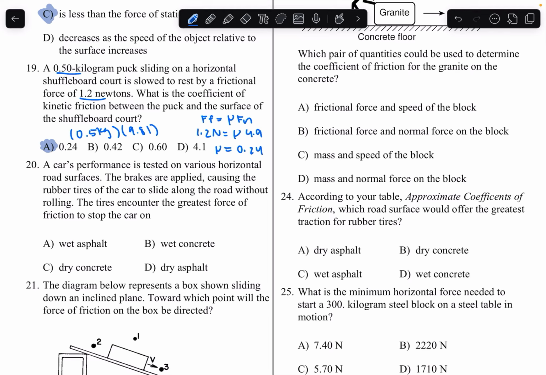20. A car's performance is tested on various horizontal road surfaces. The brakes are applied, causing the rubber tires of the car to slide along the road without rolling. The tires encountered the greatest force of friction to stop the car on C, dry concrete. So if we look at the reference table, we can find all the coefficient of friction values, and the highest value is our answer. So the highest value here is dry concrete.